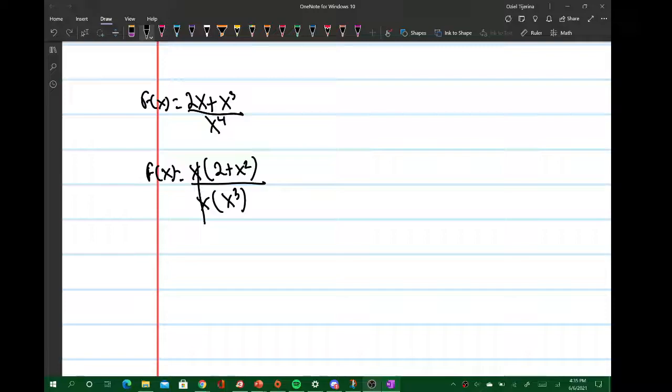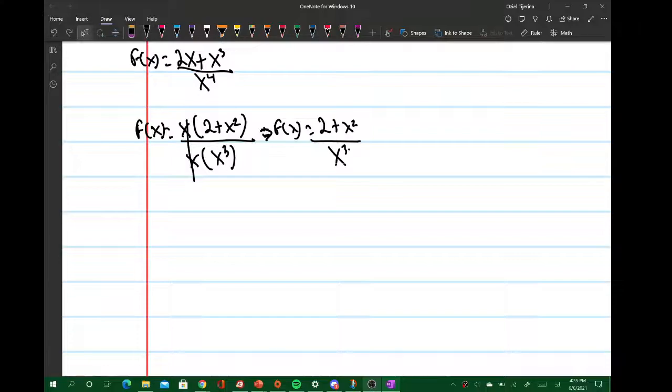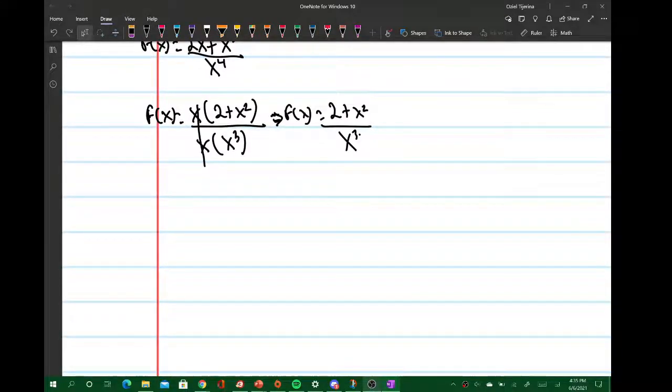So then this cancels out. You have f of x equals 2 plus x squared over x cubed. And again, you're like, well, how do I do that? How do I take the derivative of that, right? You can split it into an addition of two fractions. So you can say that this is equal to 2 divided by x cubed plus x squared over x cubed.